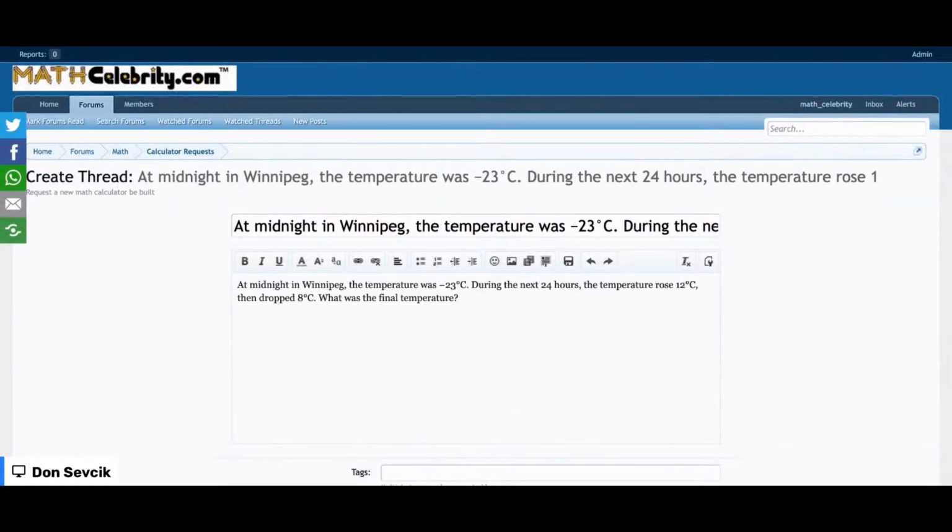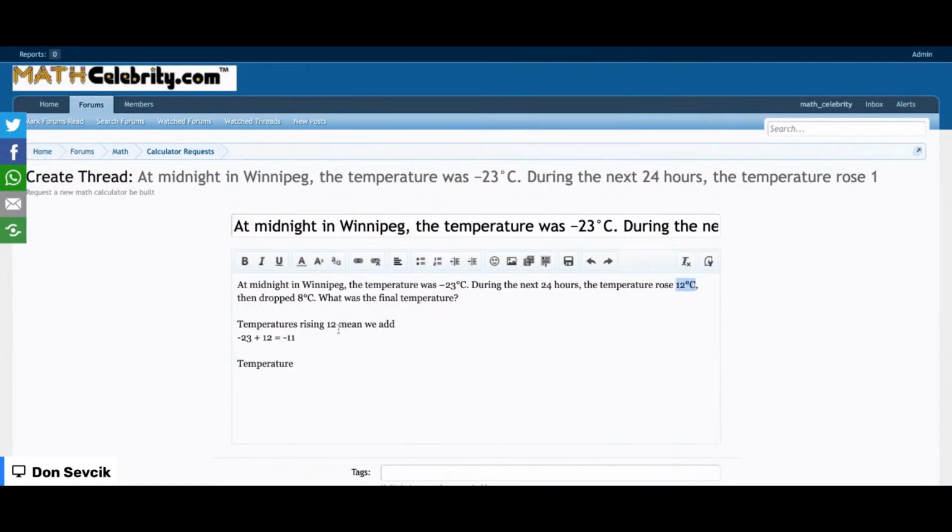At midnight in Winnipeg, the temperature was negative 23 degrees Celsius. During the next 24 hours, the temperature rose 12 degrees Celsius, then dropped 8 degrees Celsius. What was the final temperature? Temperatures rising mean we add negative 23 plus 12 equals negative 11. Temperatures rising 12 degrees Celsius.